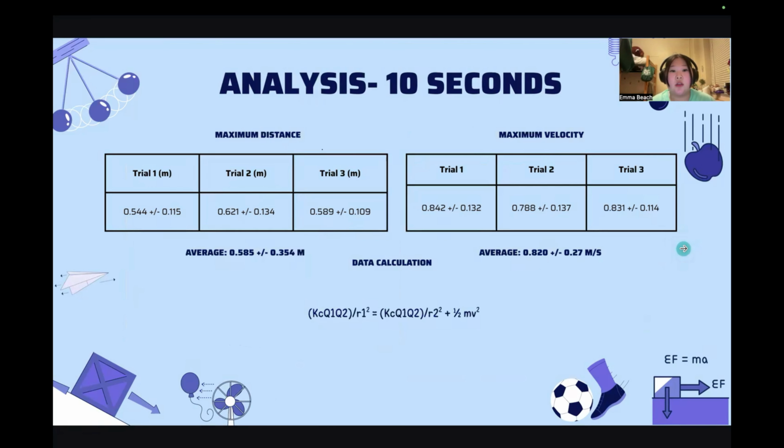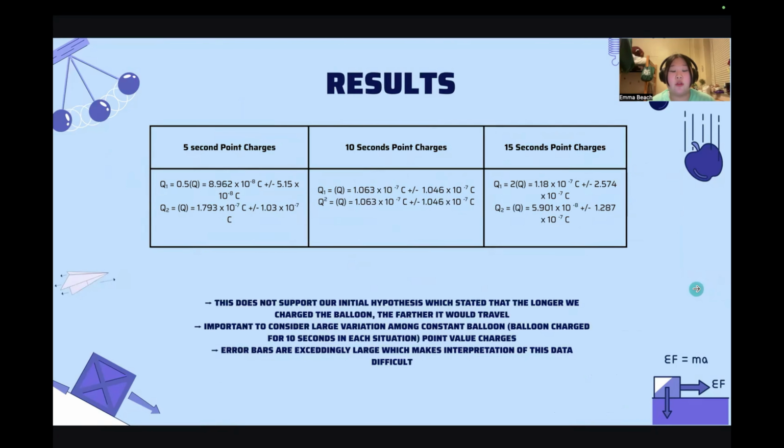Here are the graphs for 10 seconds. The same thing here, so this is the analysis for 10 seconds, and then here's 15. So here are all the results.